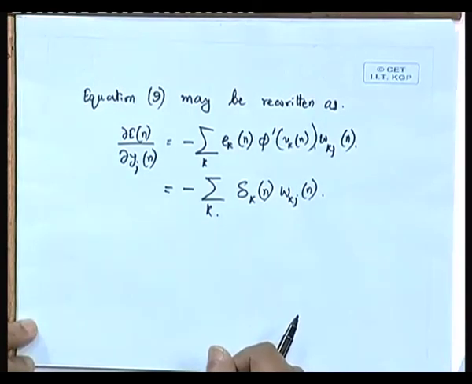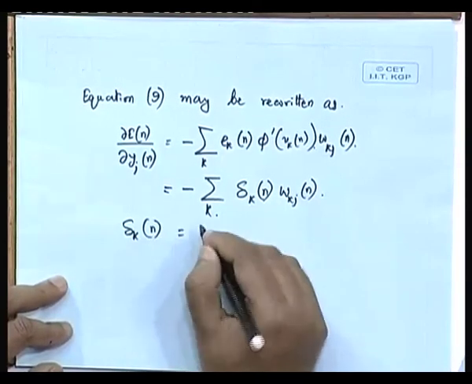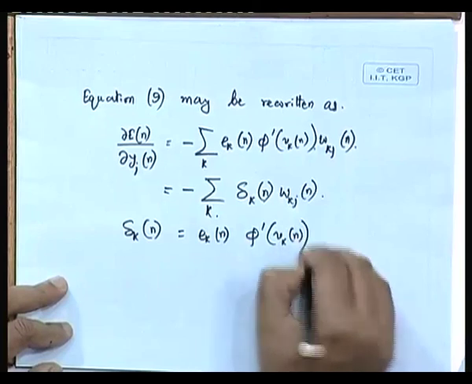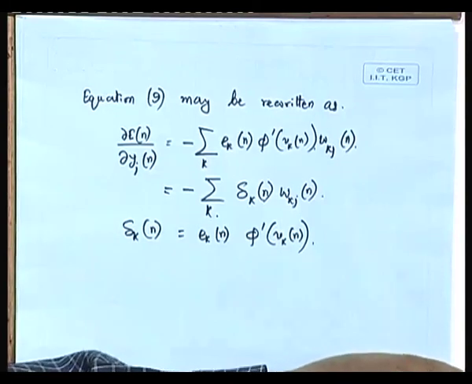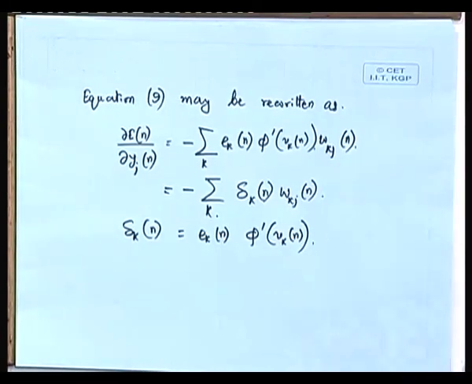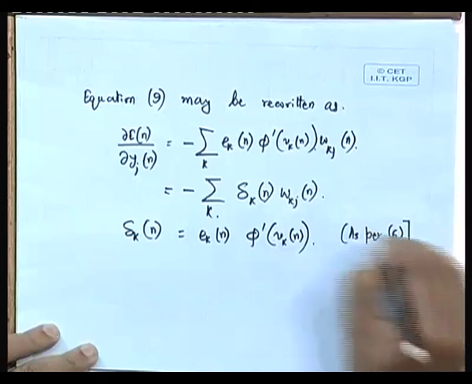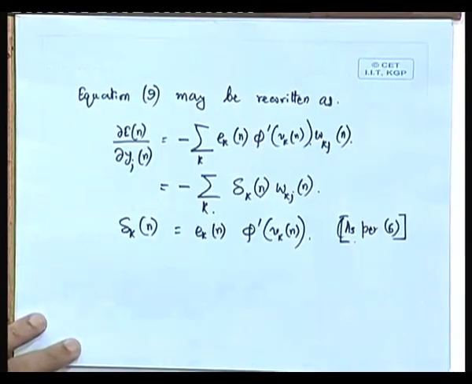So we have got the dou E dou Yj, and in this case we have made use of the fact that delta Kn is equal to Ekn into phi dash Vkn, going by our original definition. In fact, we had numbered that also. Yes, that is as per equation number 6. As per equation number 6, we have expressed this as follows. Okay, so now we go back to the expression involving delta J.